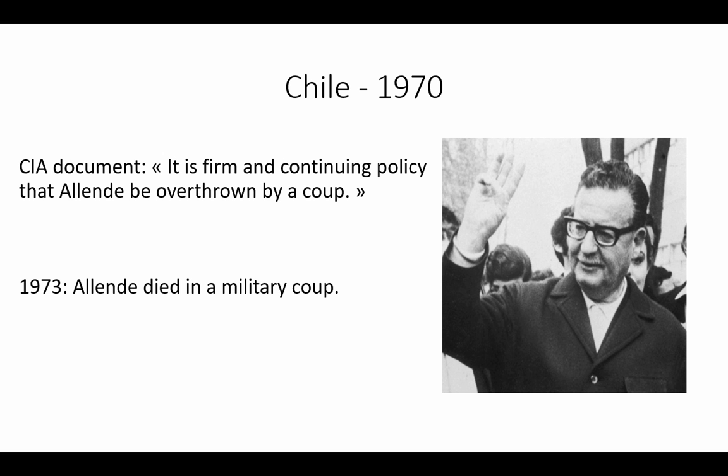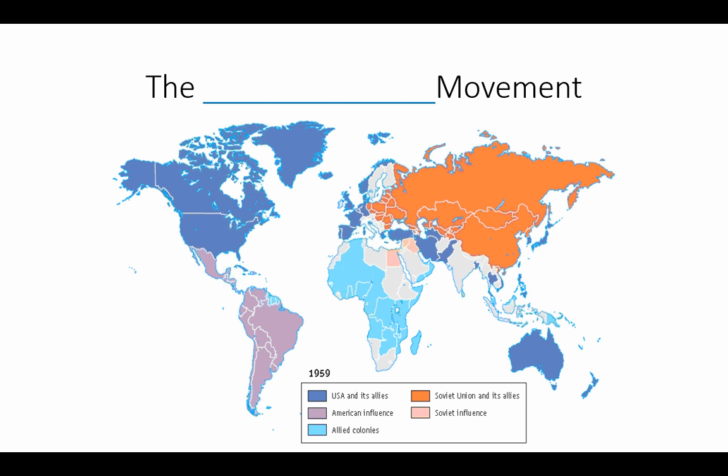Right? There was a CIA document that came out. It's now been released, so we know about it. And it says, it is firm and continuing policy that Allende be overthrown by a coup. So the CIA was actively trying to have him overthrown and removed as leader. And then by 1973, Allende had died. A military coup had come about, and he was replaced.